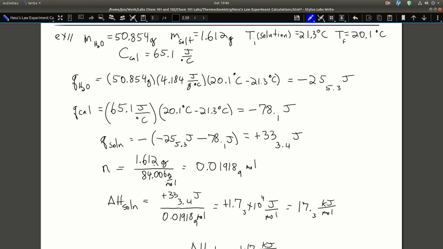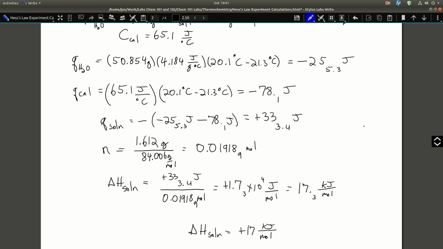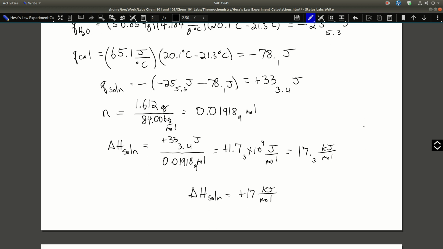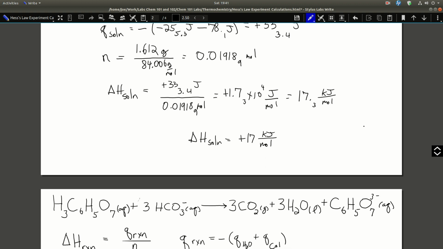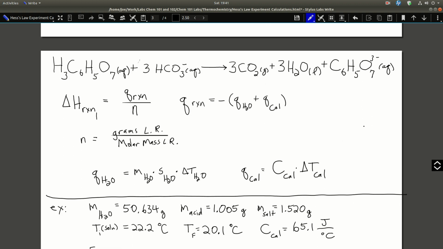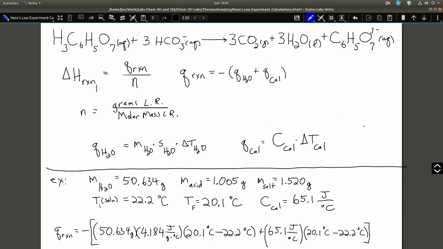The number of moles of my sodium bicarbonate is my mass over its molar mass. I get that many moles. Dividing the Q by the moles, I get my delta H of solution, which is about 17 kilojoules per mole, with my numbers. And then we get to the reaction that we measured the delta H of, the third part here.